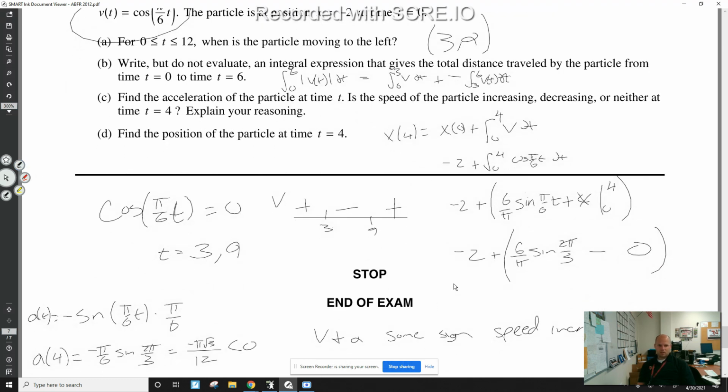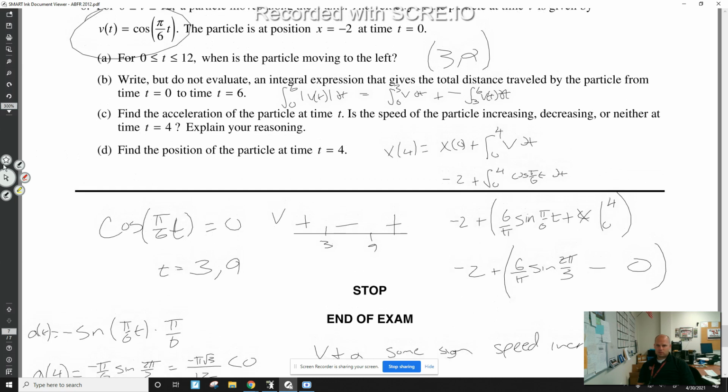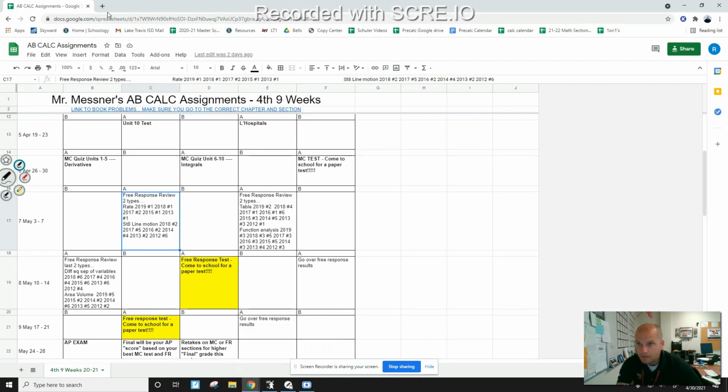So that gives me negative 2 plus 6 root 3 over 2 pi. Just leave it like that. There you go. There's your position. That's tricky, you know. The setup, trying to take the antiderivative. Let's see how we would get points on that.